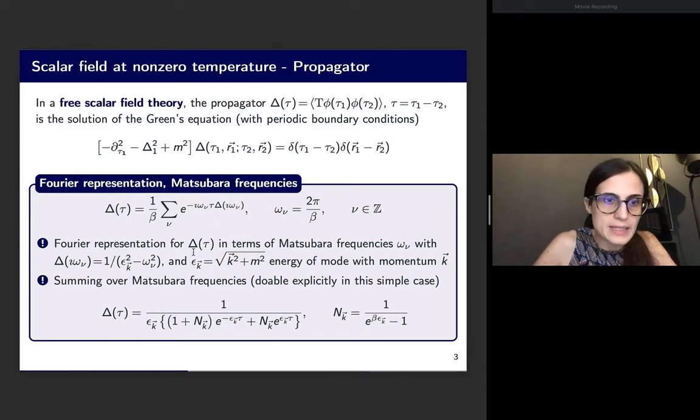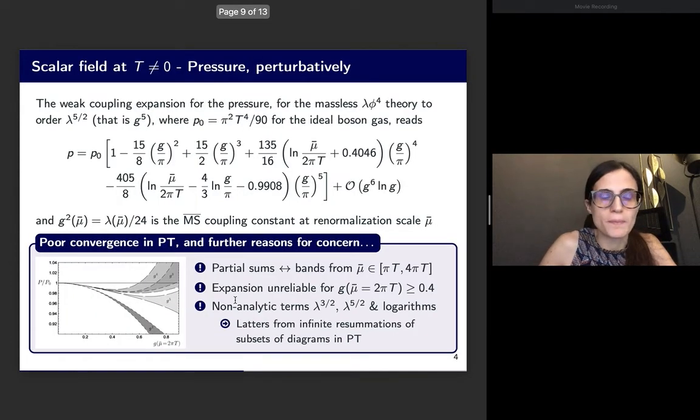In simple cases, like the one which is also explicitly given here, in simple cases like the one that we have at hand, we can even perform the sum over Matsubara frequencies explicitly, and we obtain an expression for the propagator in terms of the Bose-Einstein distribution.